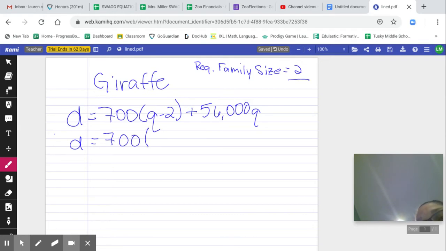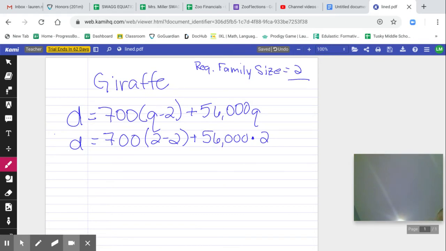So this 2 is my quantity. That's how many giraffes I had. So if I had 2 giraffes, I'm going to substitute that in anywhere I see a Q. So I'm just going to rewrite this whole thing that way. And if I have a number right beside a letter, remember that means I'm going to multiply. So I'm going to change that to the dot that shows us multiplication.